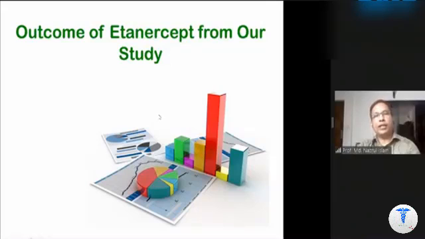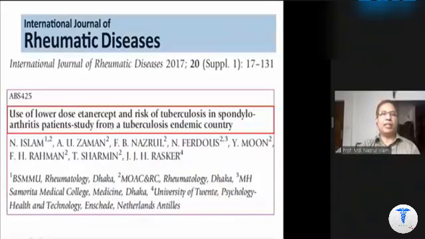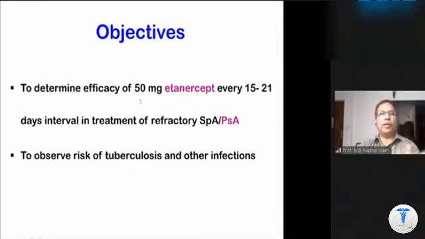In 2015, when the drug etanercept came to our country, we decided to do a study to see whether it is effective or the risk of tuberculosis. This was published in the International Journal of Infectious Diseases as an abstract. So I am showing you only the psoriatic arthritis component. What we did was determine the efficacy of 50 milligram etanercept every 15 to 21 days interval, and observe the risk of tuberculosis and other infection.